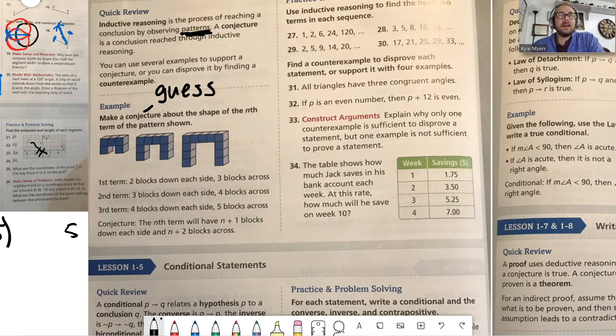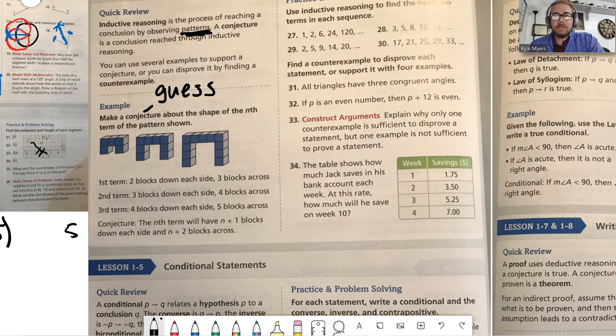For instance, if you're a younger kid, you could be like, oh yeah, cats always have 4 legs. Duh, cats are supposed to have 4 legs. And then you could say, well, I had a cat and it lost a leg, and now it has 3 legs. That would be a counterexample.